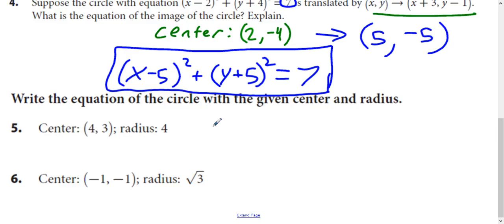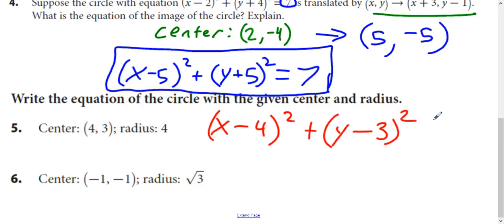It's kind of a similar question here. We know the center and the radius, so we just have to plug it all in. X minus 4 squared. And then we do the y minus the y coordinate equals the radius squared. 4 squared is 16.